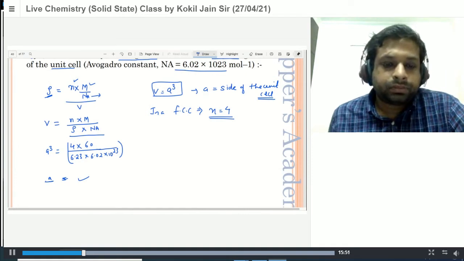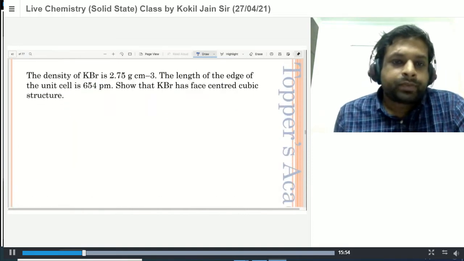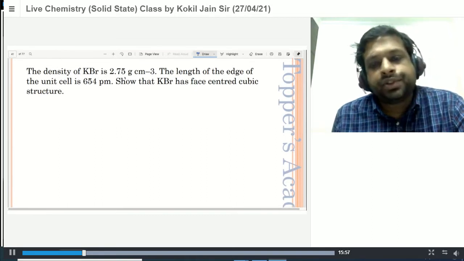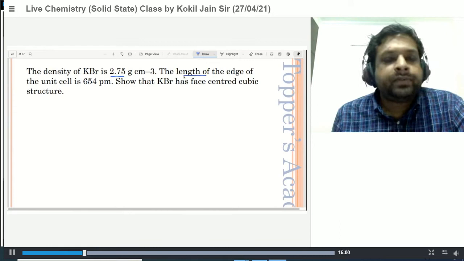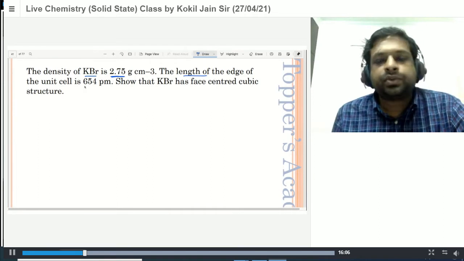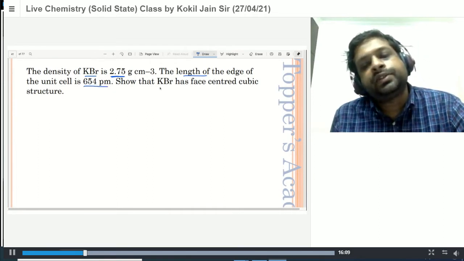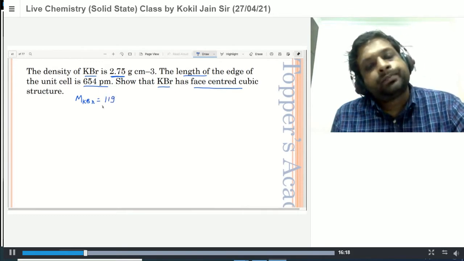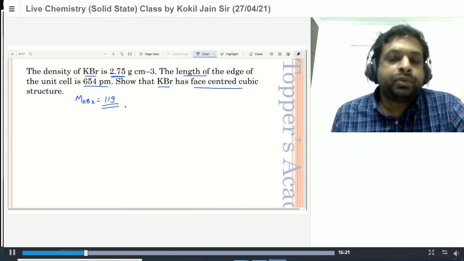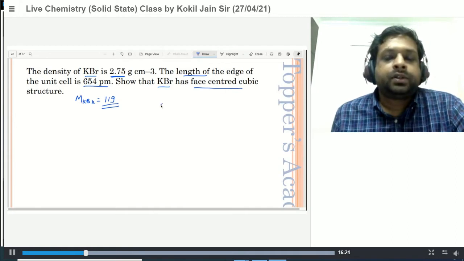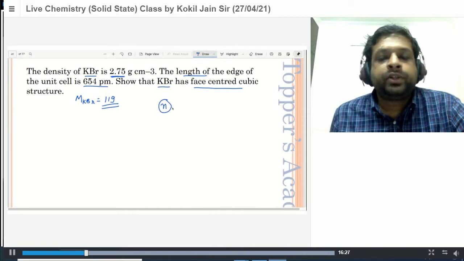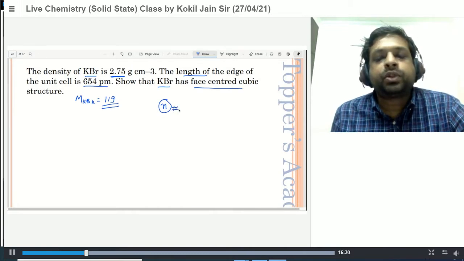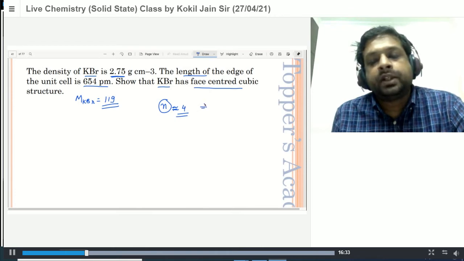Now, try to solve this question. The density of KBr has been given to you. The length of the edge of the unit cell has been given to you. The molar mass of KBr you can take as 119. What you have to calculate is n here. Try to see that the value of n is almost 4. That would lead us to believe that KBr has a face-centered cubic structure.